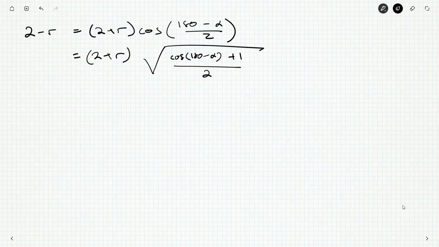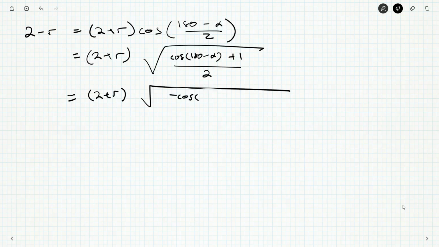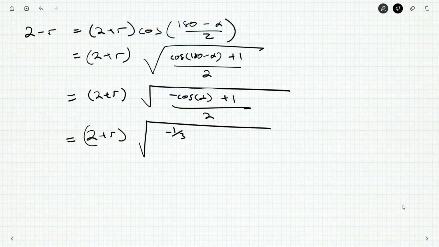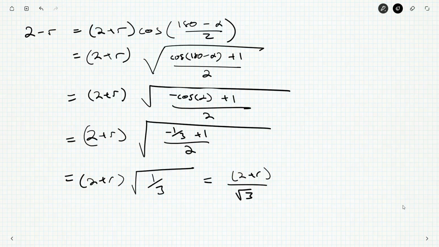Get rid of our derivation there. But cos of 180 minus an angle is just negative of that cosine, and we know cos alpha. I will write this as a second step. So this is just negative cos alpha plus 1 all over 2. And square root of negative 1/3 plus 1 all over 2. So 2 plus r, and then this is going to be 2 over 3 over 2, so square root of 1 over 3. So this is 2 plus r over root 3, and now I can rearrange.